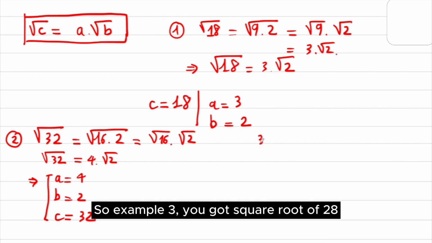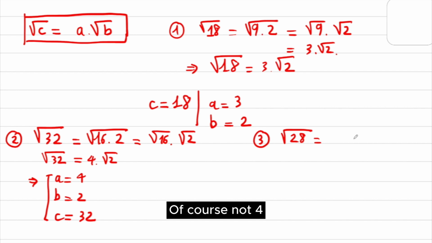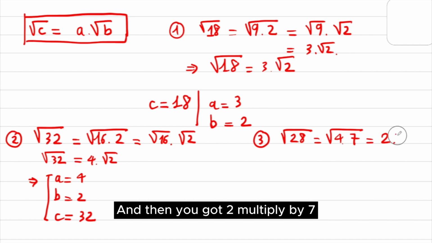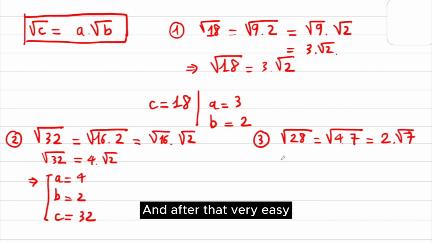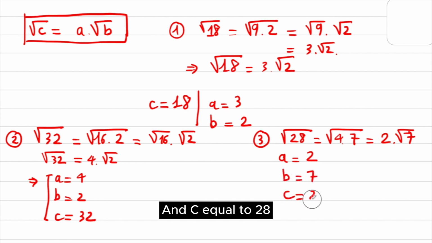Okay, example 3, you got square root of 28. Remember the square number table. 1, of course not. 4 and 28, yeah, it's possible. 28 is 4 times 7, and then you got 2 multiplied by square root of 7. After that it's very easy. You got a equal to 2, b equal to 7, and c equal to 28.